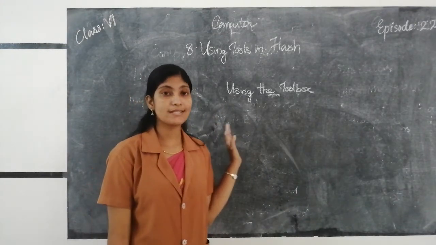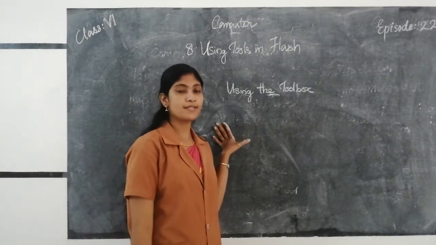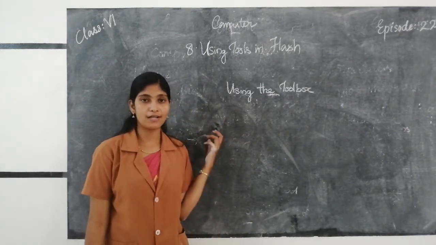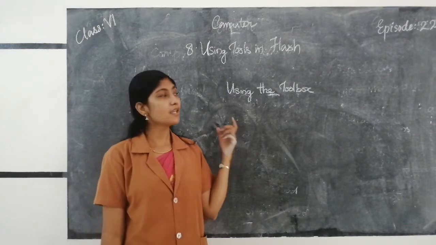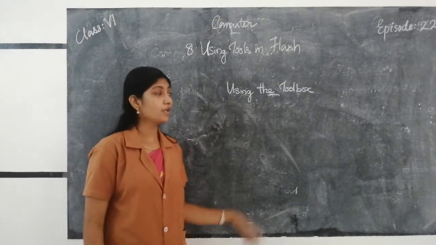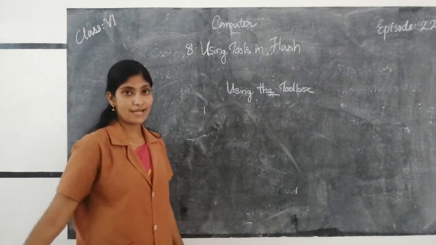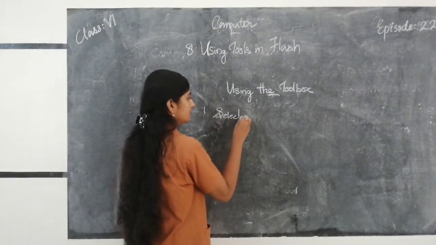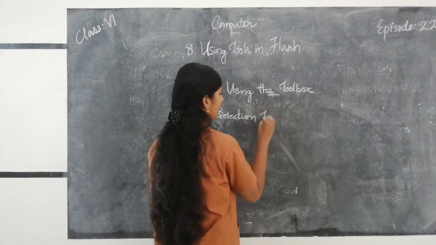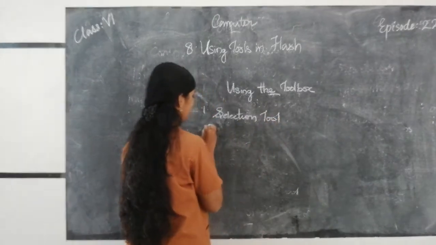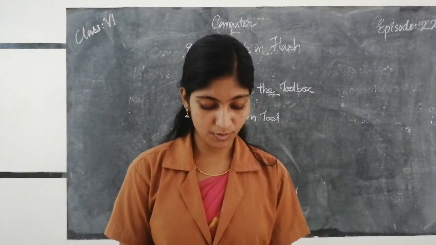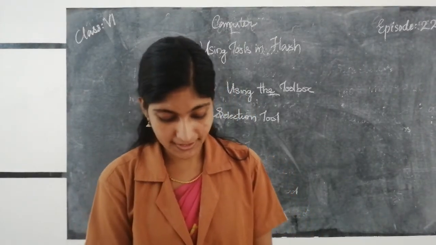And the first tool is the selection tool. What is the first tool? Selection tool. Simply we can say, to select part of your content, you can use the selection tool. Then the second one is another tool known as the free transform tool. So look at the picture, page number 75.